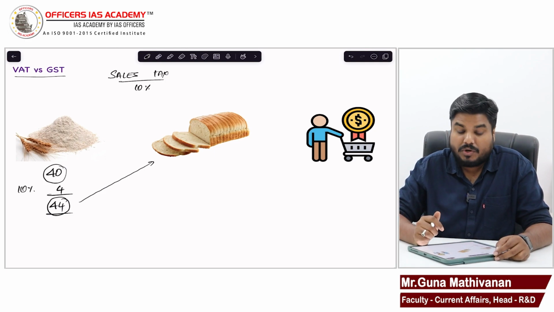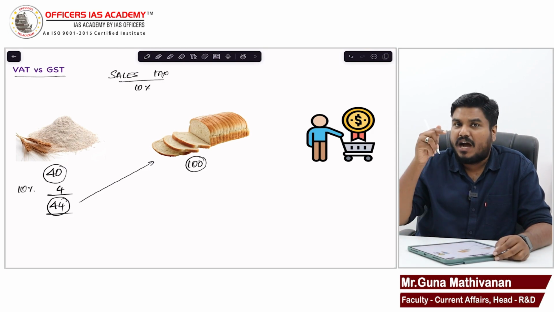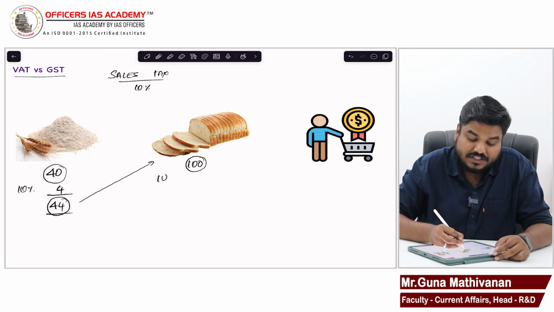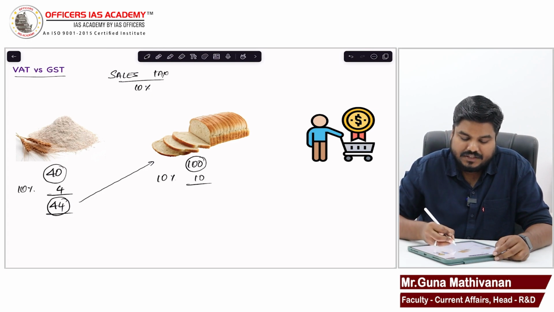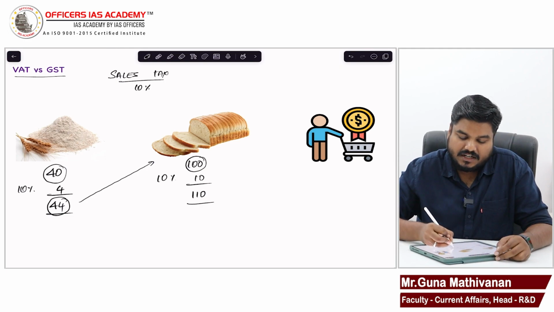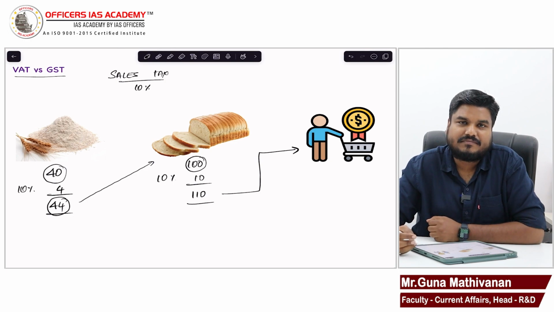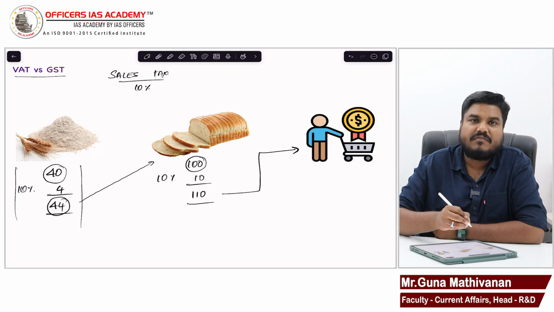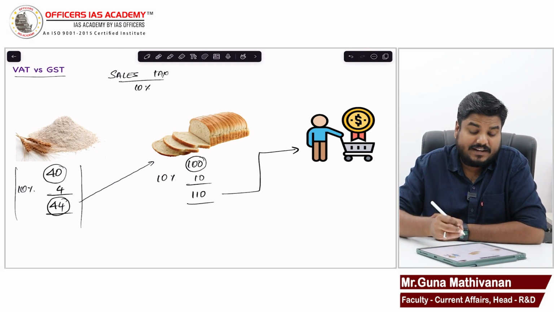And the bakery produced 100 rupees worth of bread. When this 100 rupees worth of bread is sold in the market, 10% of sales tax has to be imposed. So 10% on 100, that is 10 rupees. So the bread becomes 110 rupees. So this 110 rupees worth of bread will be purchased by the end consumer. Friends, in the first stage, we are not finding any issue. But look at the second stage.